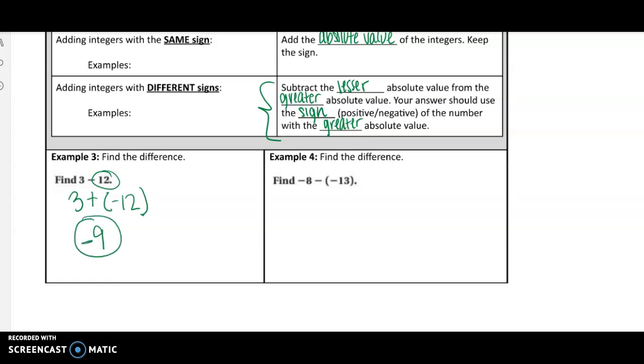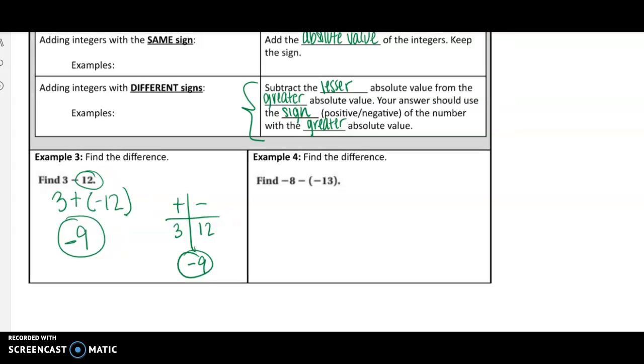And remember, if you want to use the scoreboard method, you totally can. The negative team had 12, the positive team had 3, so the negative team was winning by 9. You can still use that as well.